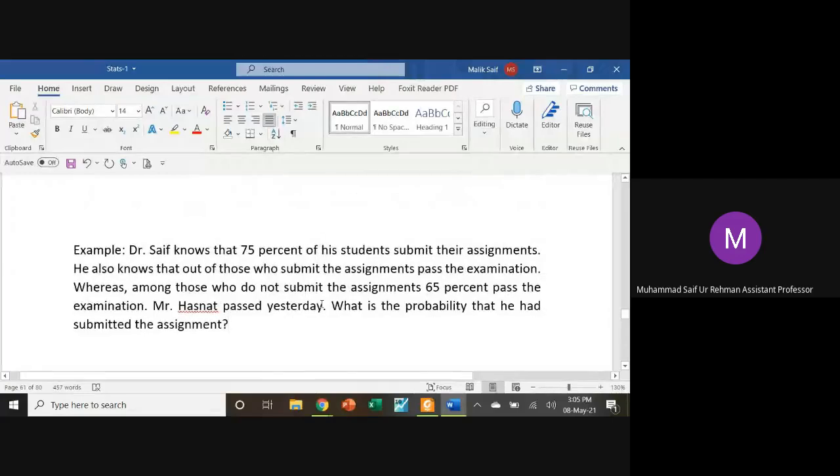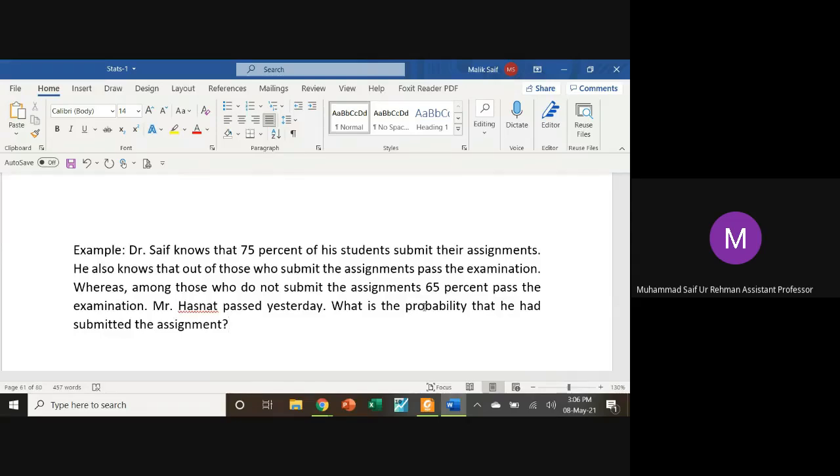Normally, what happens? Normally, 75% of the students who submit the assignments pass the examination, and out of the remaining 25%, 65% pass the examination. This is the normal scenario. And what has happened yesterday? Mr. Hasnath passed the course. So the question is whether he had submitted the assignment or not. You have to find out the probability that he had submitted the assignment.